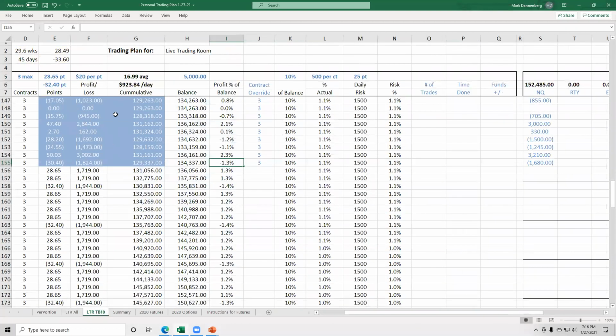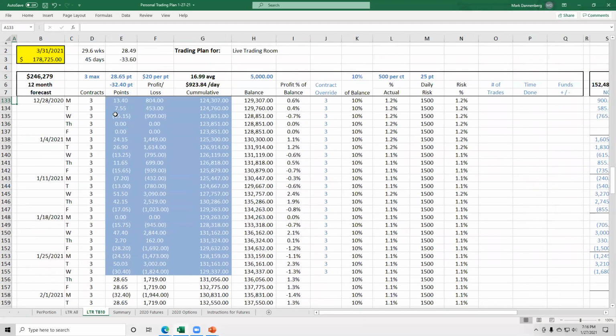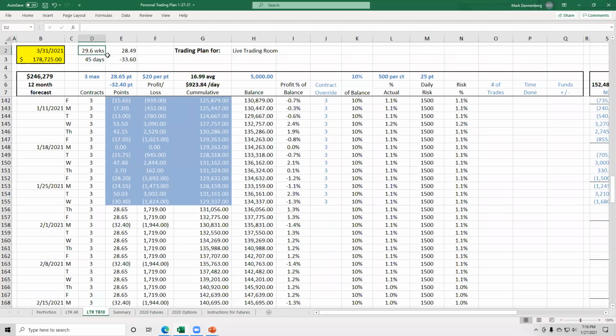It's going to be a little different. So we're going to go up and take a look at those same numbers. 29.6 weeks. We started at exactly the same time. 45 losing days during those 29.6 weeks in this category. Our average winning day is 28.49, and our average losing day is 33.6. So we're going to move those numbers into the forecast field, 28.49 and minus 33.6.